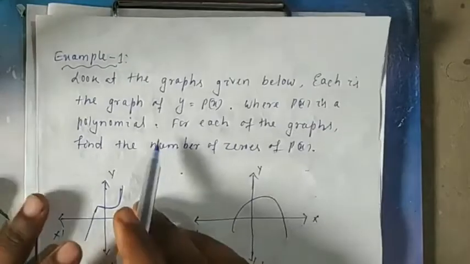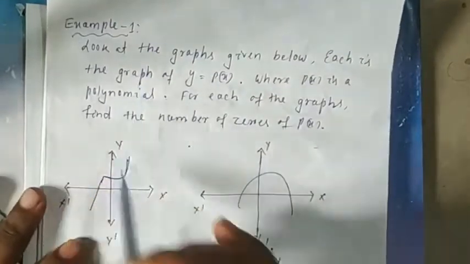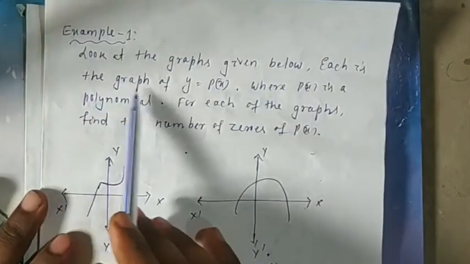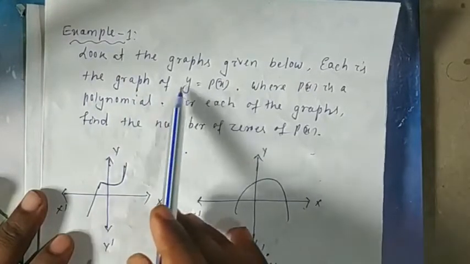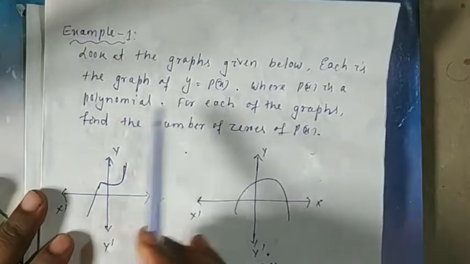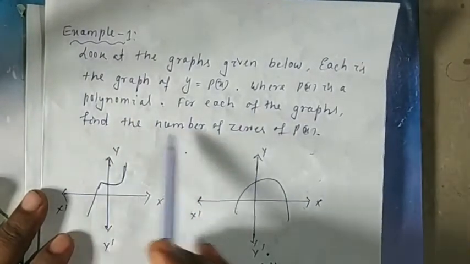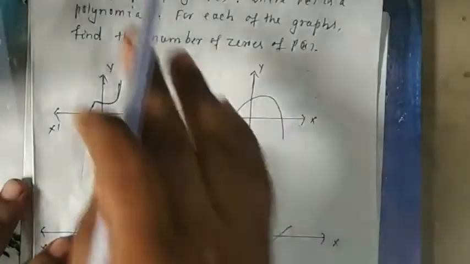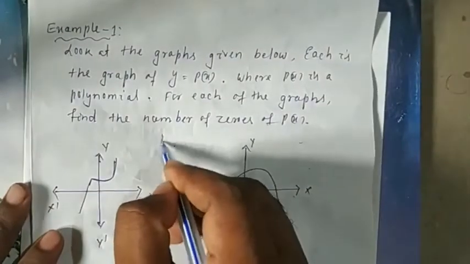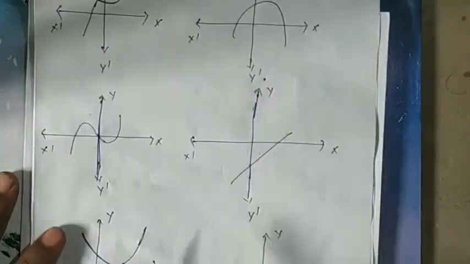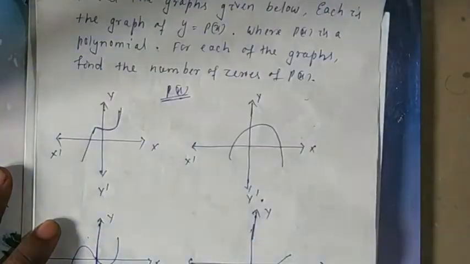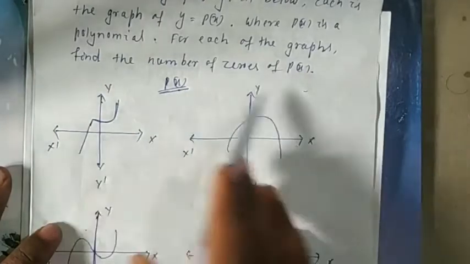Now I am going to explain one example. It's a very important one. Listen, look at the graphs given below. Each of the graphs is y is equal to p of x, where p of x is a polynomial. For each of the graphs, find the number of zeros of p of x. Here a polynomial is given in terms of p of x, and observe the graphs. Here 6 different graphs are there. Observe the graphs and find the number of zeros in each graph.